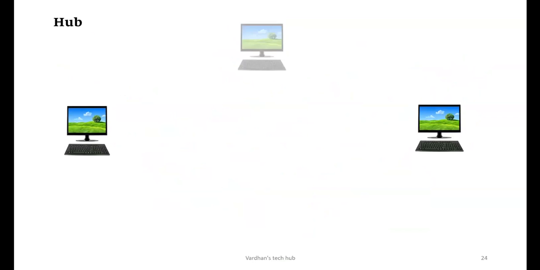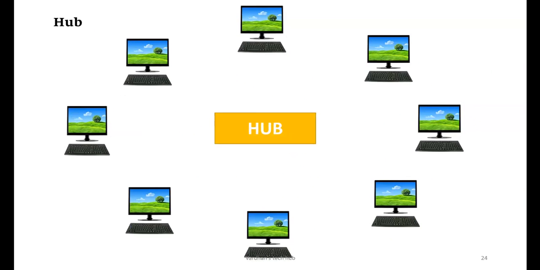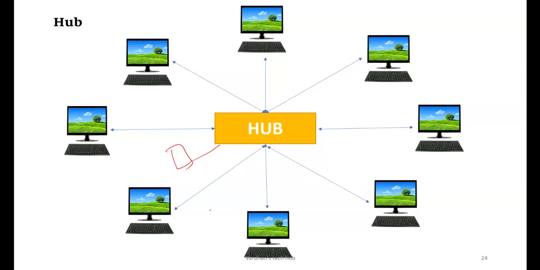So we have these devices. What we are doing now is placing a new network device in the middle, and we are connecting all our computers to it. So if one more computer is added, you just connect it to the hub. No need of connecting to all the computers. Okay, got it? Yeah.